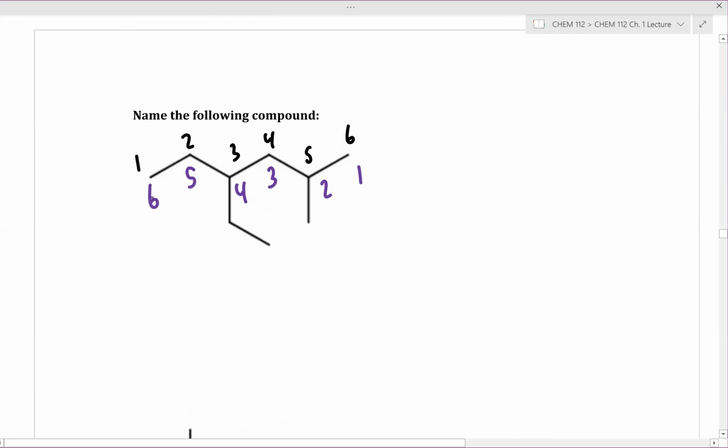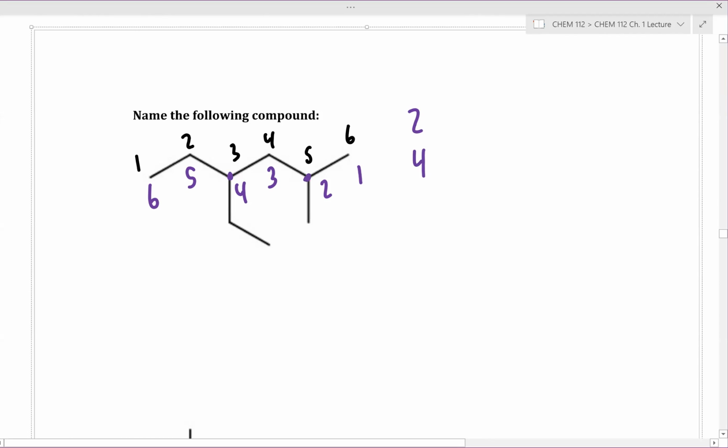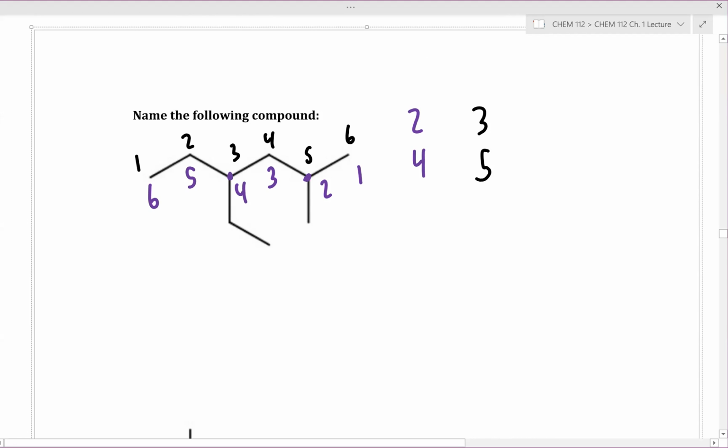Okay, perfect. So we have all of our carbons counted. Looking at the method in purple, we have substituents at carbon 2 and carbon 4. For the counting method in black, what are our carbon numbers? 3 and 5. So what's the smallest set of numbers here? 2 and 4. Okay, so we're going to name our substituents.